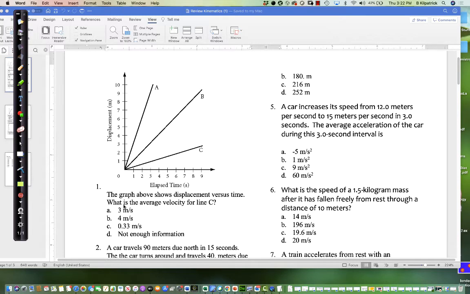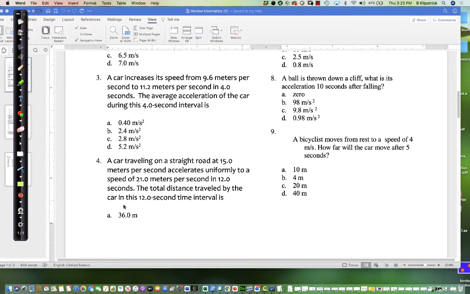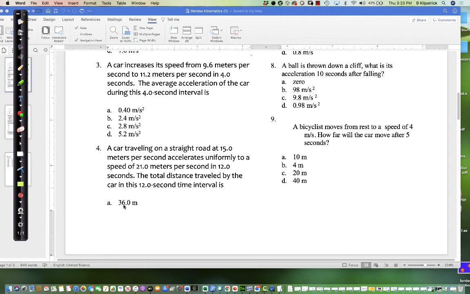All right, so let's look at number 4. Car traveling on a straight road, 15 meters per second, accelerates uniformly to 21 meters per second in 12 seconds. The total distance traveled by this car should be what? Okay, when you have a situation like this, you have your 5 variables. Go ahead and list those. So we know that we have VF, we have VI, we have acceleration, we have time, and then we have displacement. Okay, so what information were we given here?